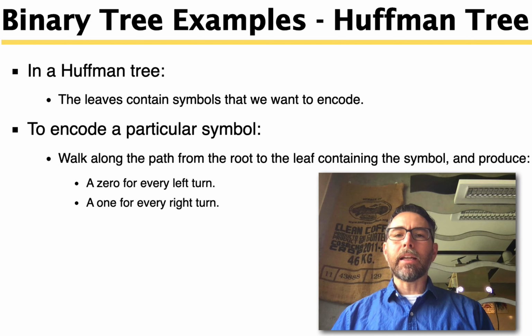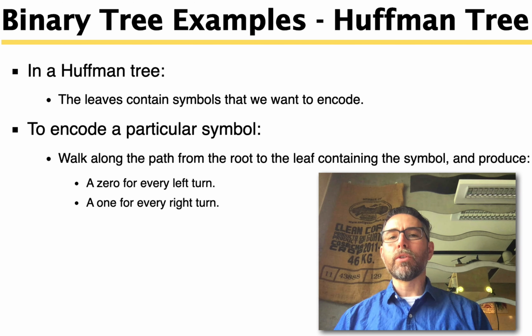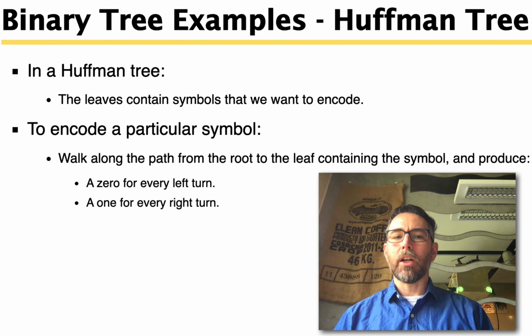The leaves are going to contain the character that we want to encode, and the path from the root to the leaf is how we encode that particular character. We'll walk along the path from the root to the leaf, and we will use a 0 or a 1 depending on whether we turn left or right in order to construct that tree.